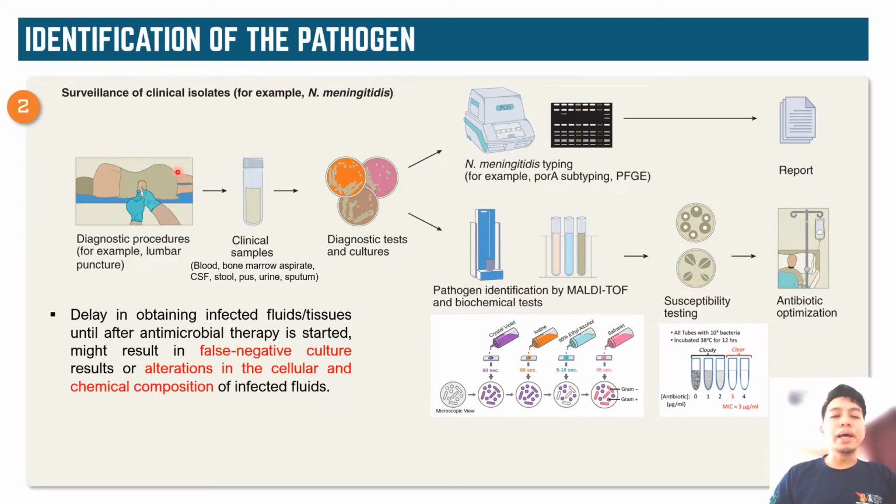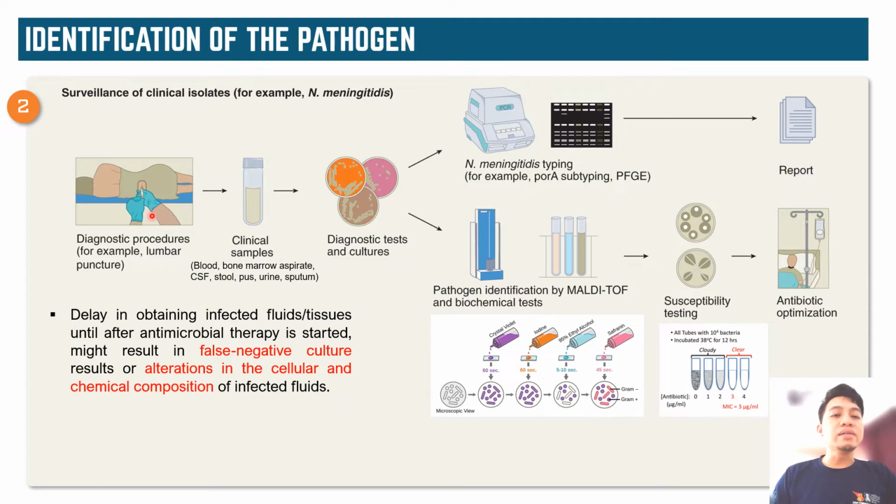This is important. By doing this, the gram stain, as you can see in this graph, can reveal the type of bacteria, and using the acid-fast stain is able to detect any mycobacterium or actinomycetes. Please bear in mind not to delay obtaining infected fluid or tissues until after the empirical therapy is started, because it might result in a false negative culture result or alteration in the cellular and chemical composition of the infected fluids.